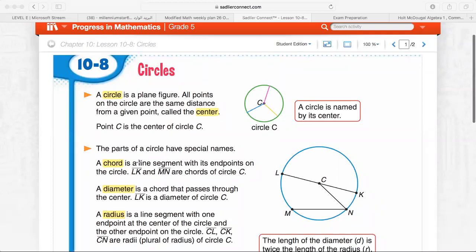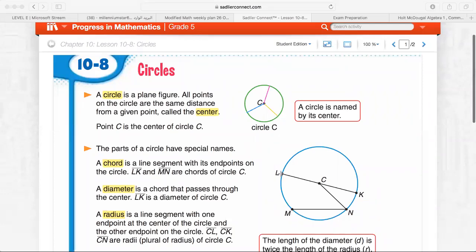The parts of a circle have special names, like a chord. A chord is a line segment with its end points on the circle. The end points of the chord are on the circle. Again, a chord is a line segment with its end points on the circle. Like LK and MN, they are chords of circle C.